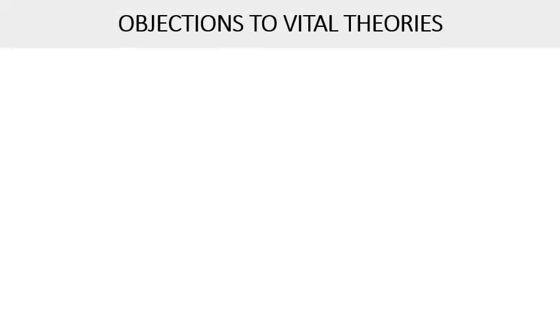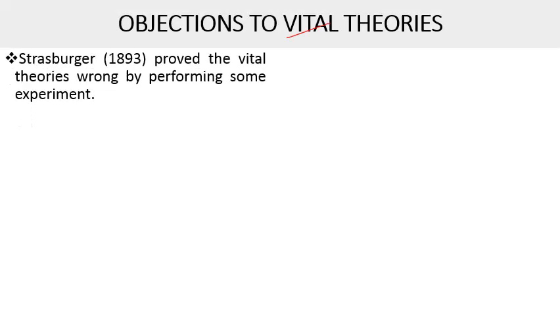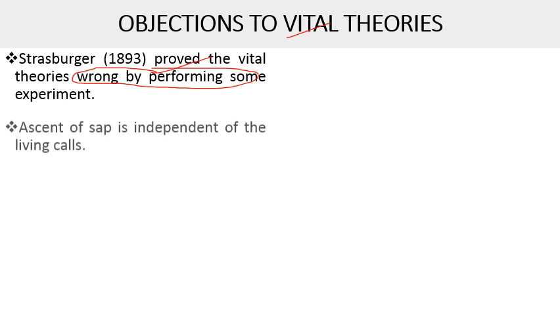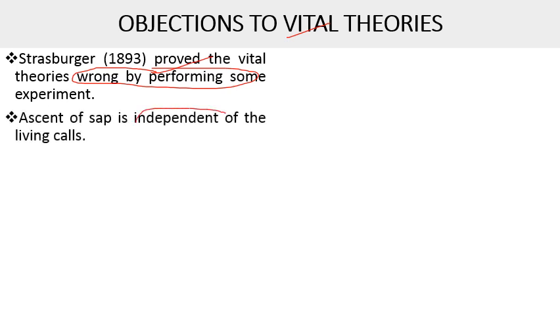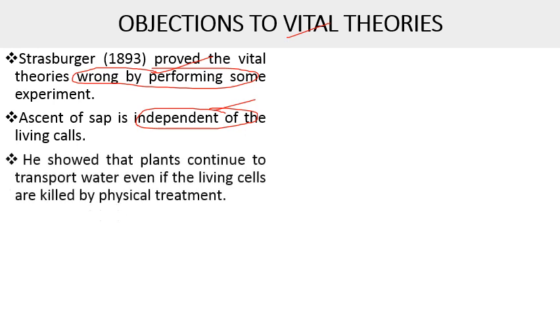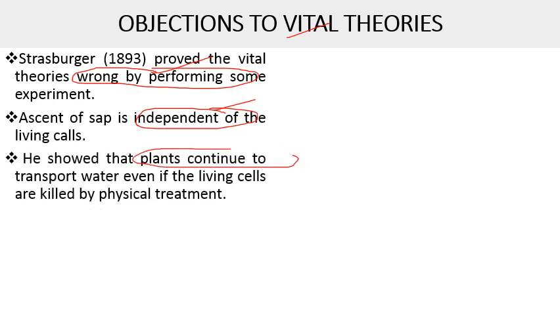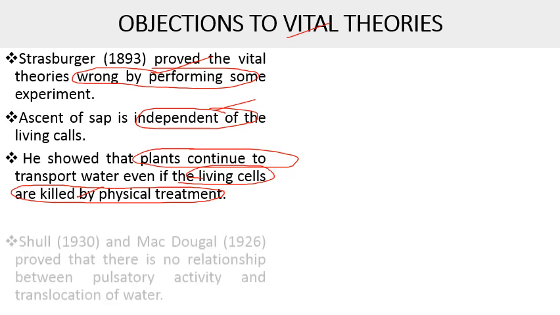But there were objections to the vital force theories. Strasburger in 1893 proved that the vital theory is wrong by his experiment. Ascent of sap is independent of the living cell. He observed that in the ascent of sap, living cells are not involved. He showed that plants continue to transport water even if the living cells are killed by physical treatment. If we kill these living cells by some physical treatment, still the plant is able to absorb the water. So here these theories fail.